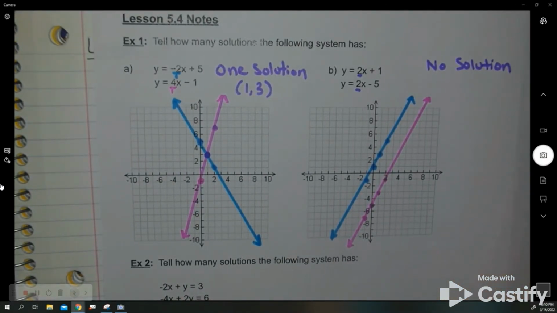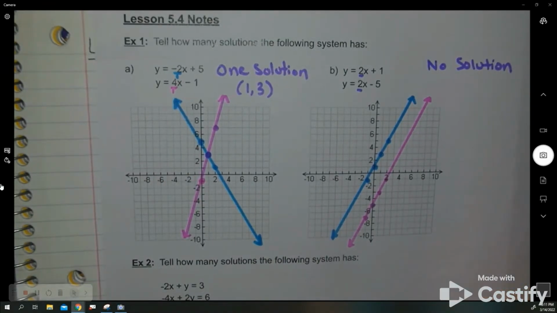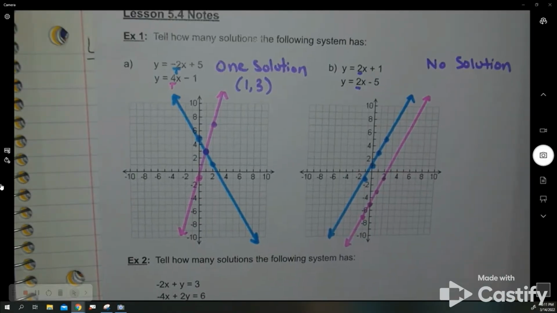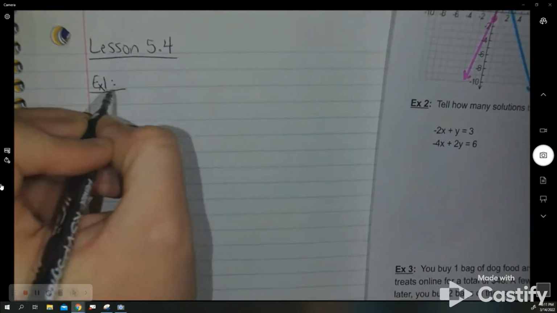So sometimes we're asked to solve these questions using things besides graphing. So if we were solving this one using substitution and elimination, just like we've done before, we would be able to solve for one variable, plug it in, and solve for the second variable. If we have a no solution, let's look at what it would be if we used substitution. So we're going to put that over here. So this is example 1, letter B.